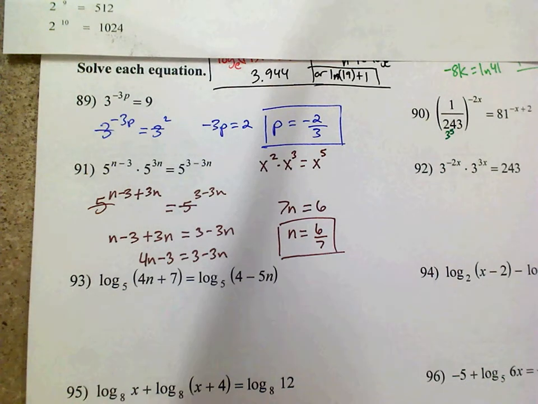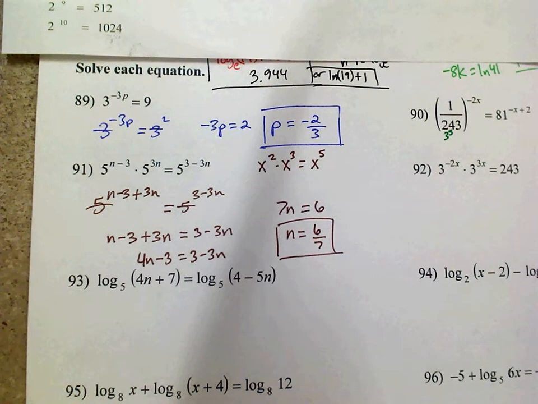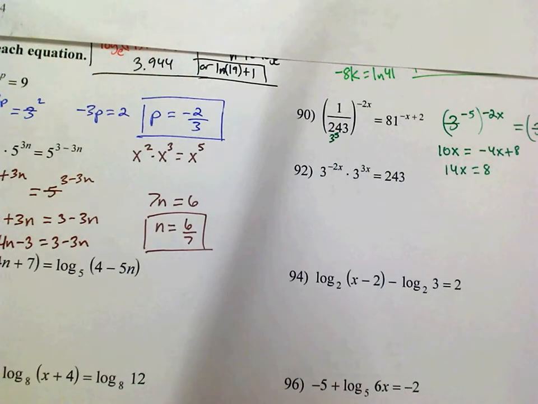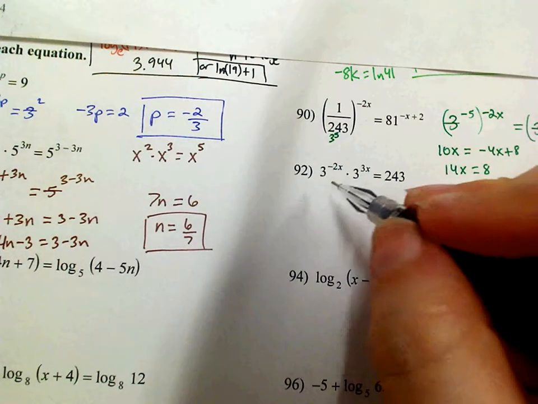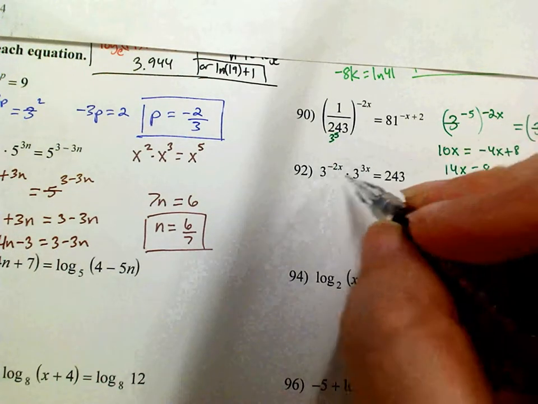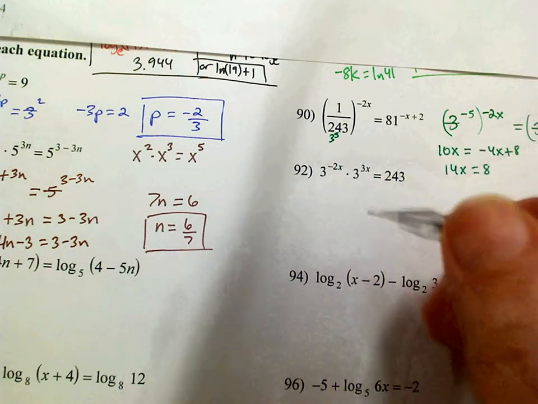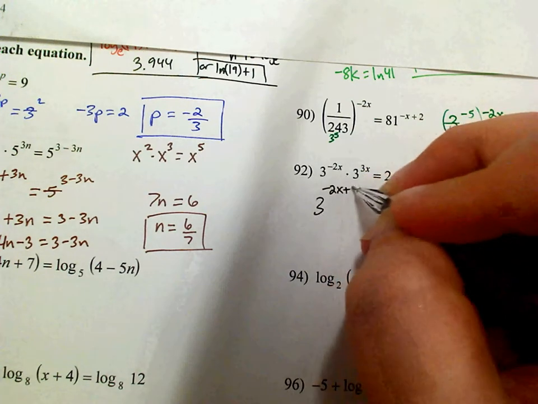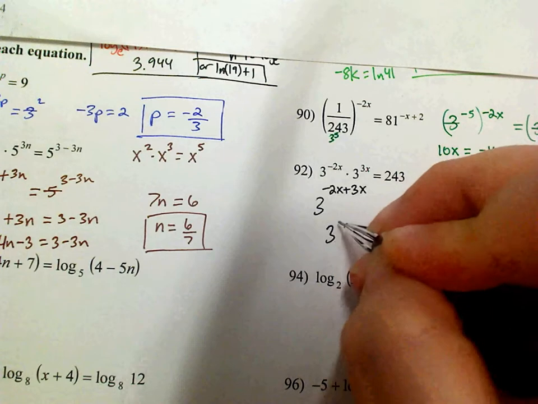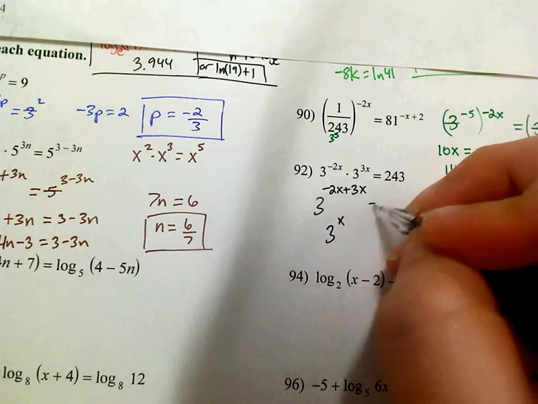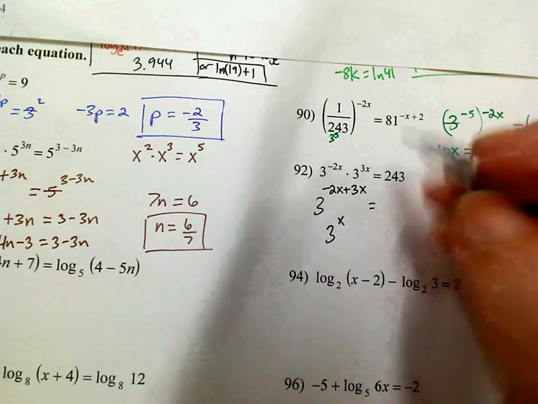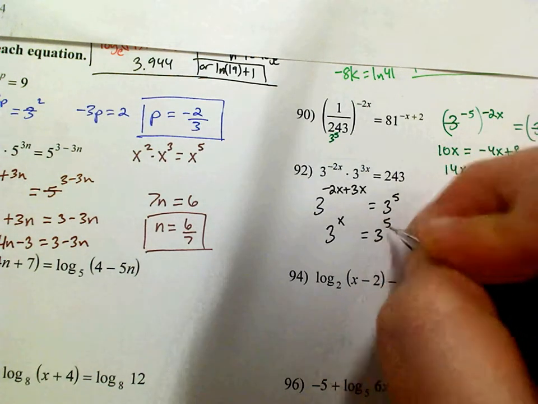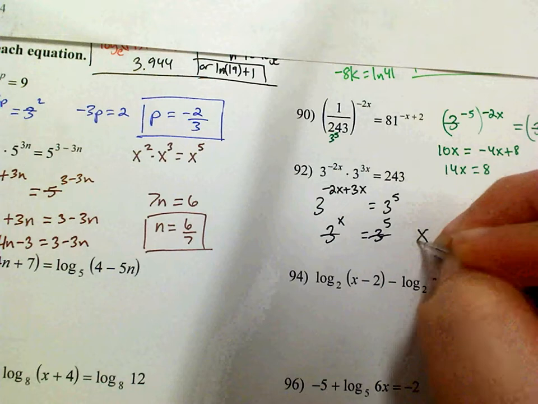On 92. So same deal. I've got two exponential expressions with the same base, so I can just add the powers. 3 to the negative 2x plus 3x, which is really just 3 to the x, equals 3 to the... well, 243 is what? 3 to the 5th? So those are out, and the answer is 5. That's kind of nice.